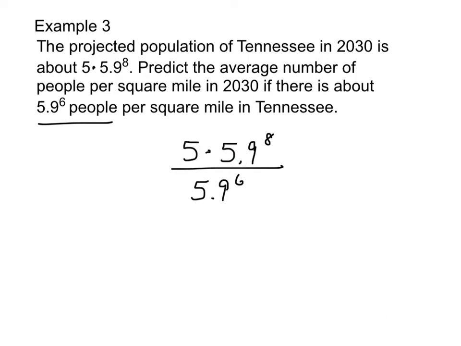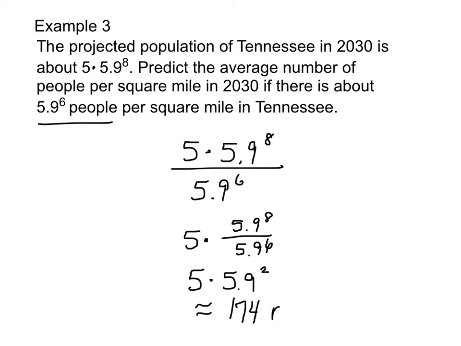So what you have to do is divide first. It's going to look something like this: 5 times 5.9 to the 8th divided by 5.9 to the 6th. Well, 5.9 to the 8th divided by 5.9 to the 6th gives me 5.9 to the 2nd power, because you subtract the powers. If you evaluated that, 5 times 5.9 squared gives you approximately 174 people per square mile in Tennessee in 2030.